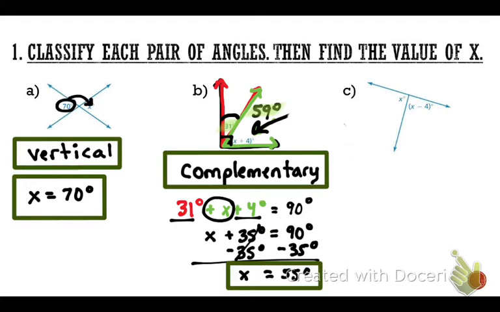Let's look at this last one over here. You can see there is a straight line, and then we have one line coming off of it. Guys, when there's a straight line, what do we call that?